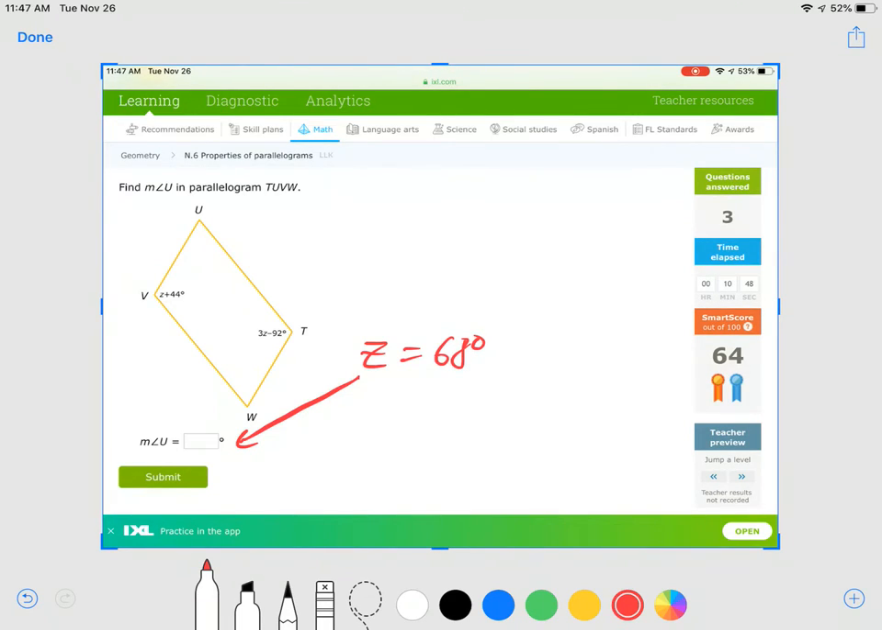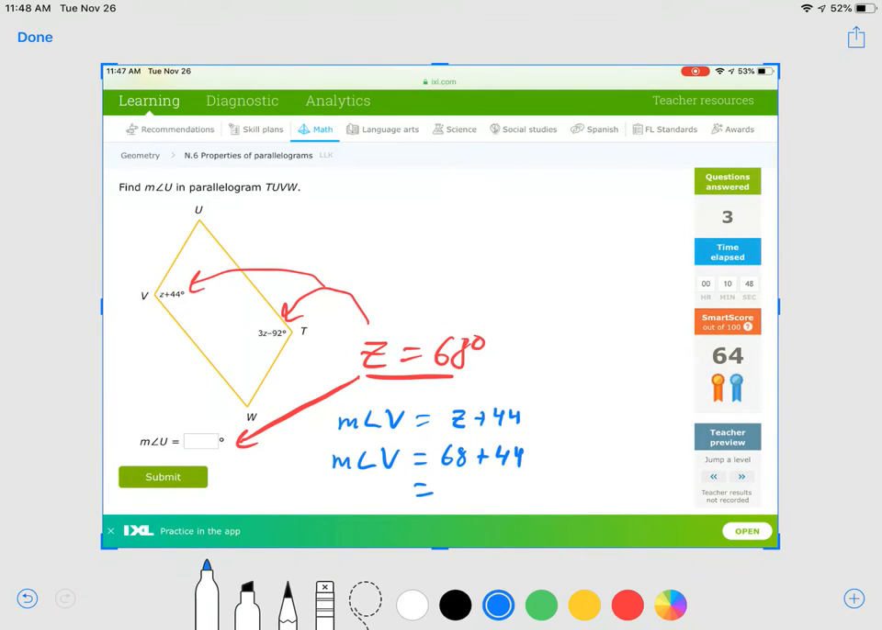Okay, but now that we know Z is 68, we can plug that into these expressions to figure out what angles V and T are. So let's just do angle V. That'll be enough. Measure of angle V is equal to Z plus 44. We found that Z is 68, so 68 plus 44 is 112 degrees.